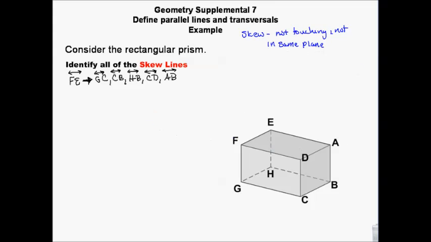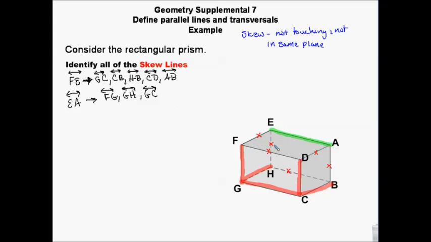So let's look at the next one. Let's look at EA. Right. If we look at EA, well, all of the other lines on the top of the box are out because they're in the same plane. All of the other lines on the back of the box are out because they're in the same plane. That leaves us with these lines here that are not in the same plane and they're not touching EA. So EA is skew to FG, GH, GC.